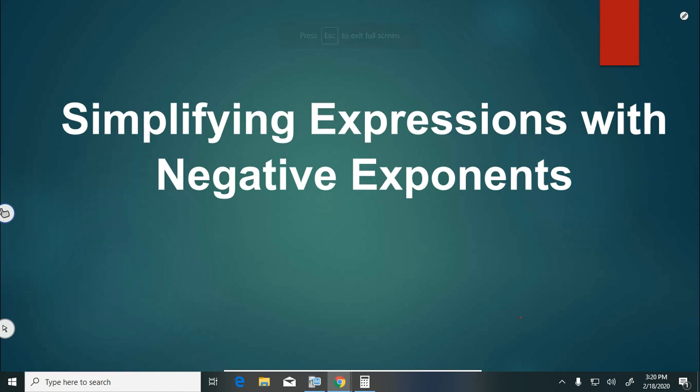All right, so today we're going to be simplifying expressions with negative exponents. So we've done a lot of simplifying expressions. We did product of powers, we did quotient of powers, we did power of powers, but we hadn't seen any negative exponents in any of those examples. Today we're going to see negative exponents, and we're going to learn how to rewrite it so that you don't always have a negative exponent.